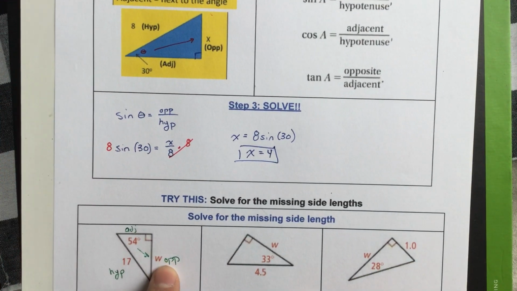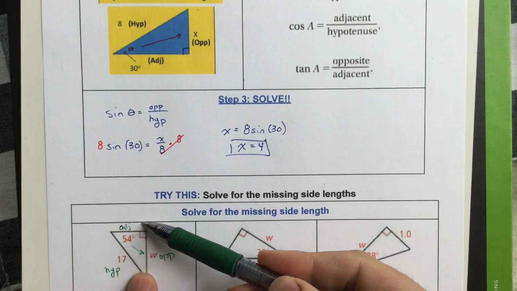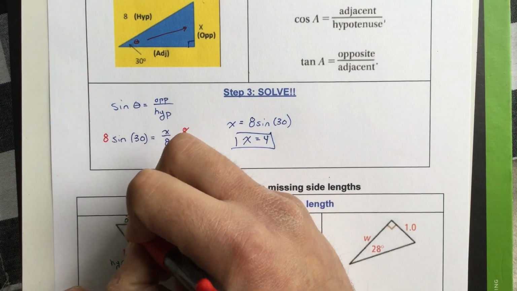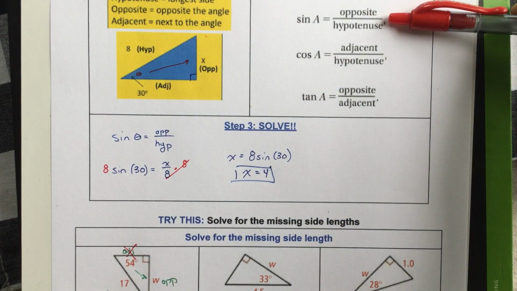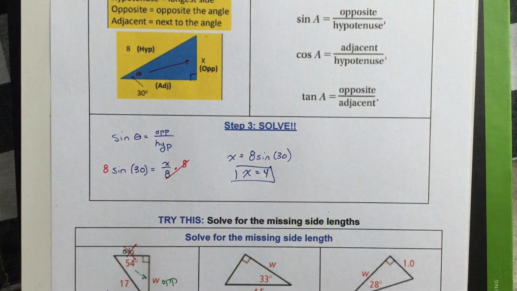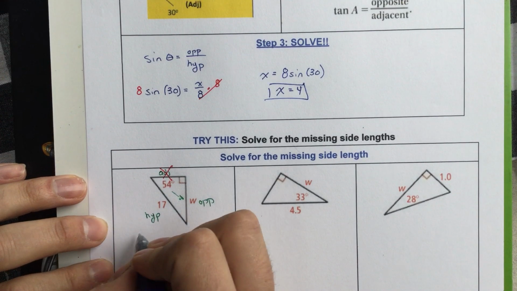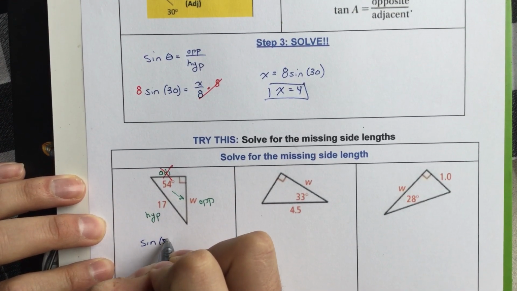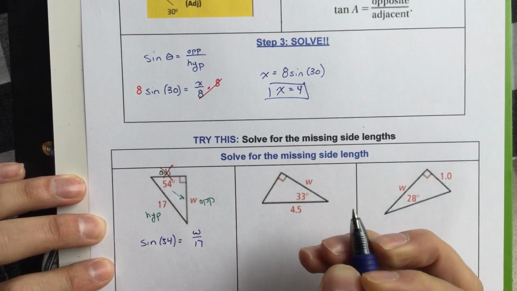Well, if I'm trying to find my opposite and I know the hypotenuse, I'm not going to use anything with the adjacent. So I'm just going to put an X here so you don't look at that. Opposite and hypotenuse, that's going to be our sine function. So I'm going to write this as the sine of 54 equals W over 17.